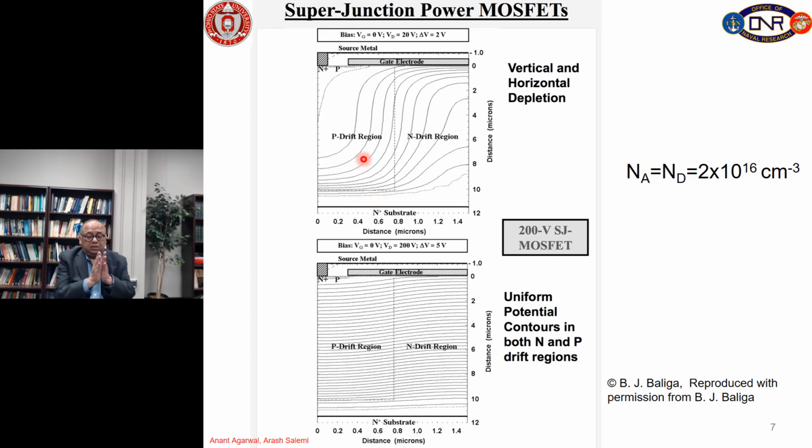You can see that both P and N pillars are depleting sideways, and once they are fully depleted, then additional drain voltage goes across the Y direction. So, these are the contours at 200 volts. You can see that the Y field is very constant because the spacing between the contours is almost constant, and when that Y field reaches the breakdown field of the semiconductor, this device will reach its blocking voltage.